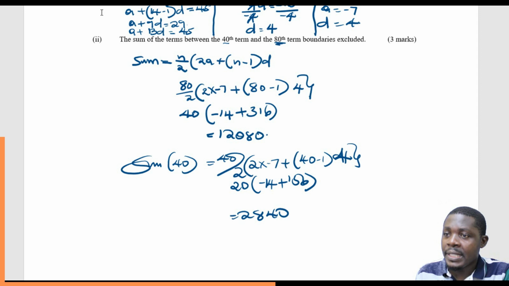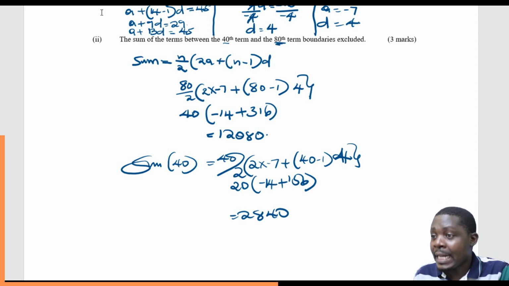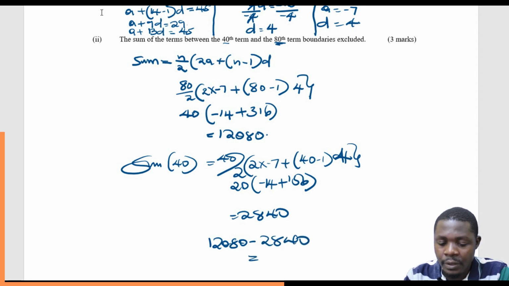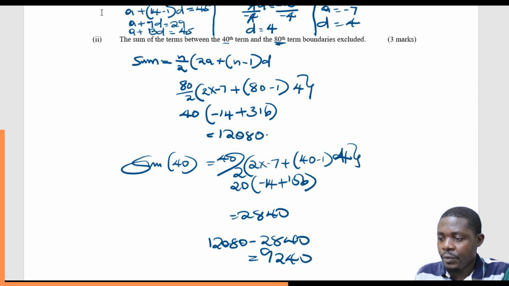But now the question is asking for the sum of the terms between 40 and 80. Therefore, we take 12080 minus 2840, which gives us 9240.